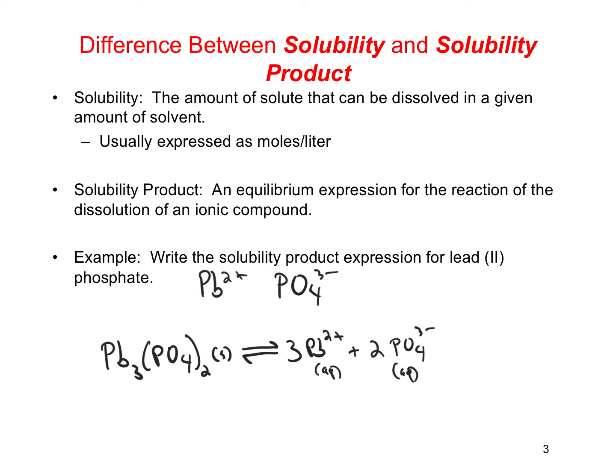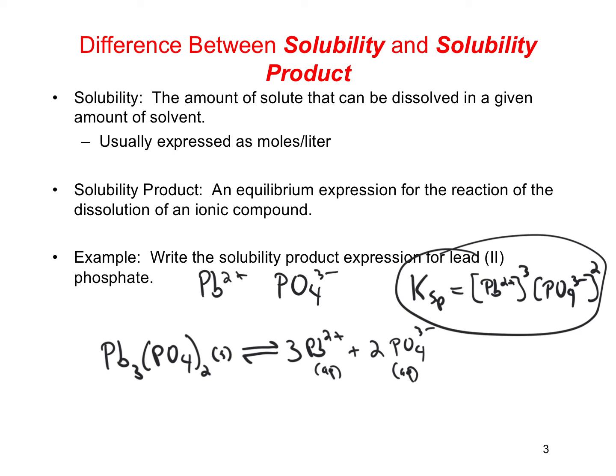So then to write the equilibrium expression, or the KSP expression, which is the solubility product expression, the equilibrium constant is going to be the concentration of lead(II) cubed times the concentration of phosphate ions to the second power. And so this is the KSP expression for lead(II) phosphate. In order to write that, I had to first figure out the formula of the ionic compound, then write the chemical equation for its dissolution, and then the solubility product expression is just the equilibrium constant for this reaction.